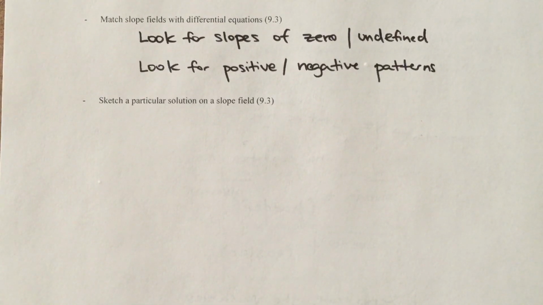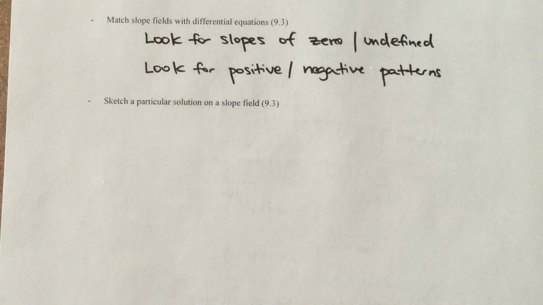And then sketching a particular solution on a slope field, there's not really a ton to say about that. This is a fairly subjective thing. You guys just use the slope field as like a little guide. Like, oh, it looks like it's headed this way, and you just sketch in what you think a general curve should look like. So you guys will have one of those as well.